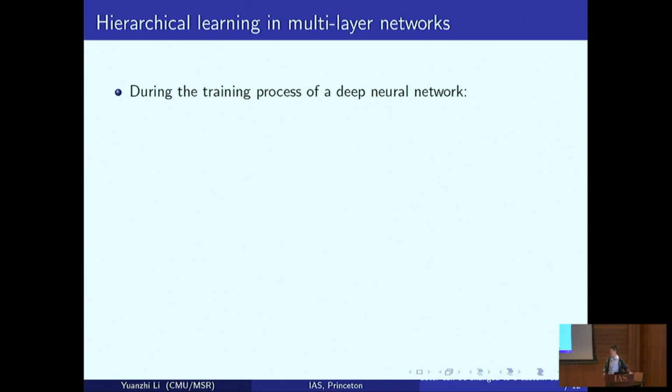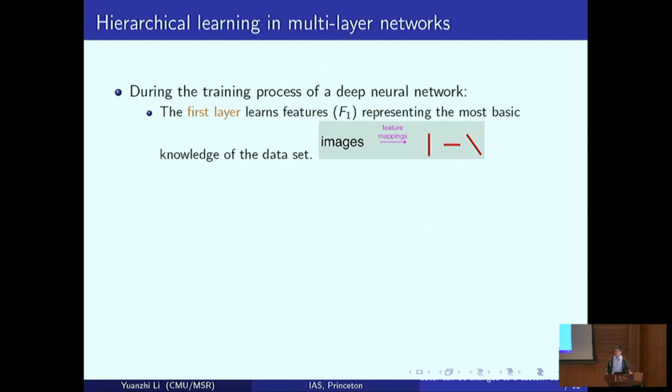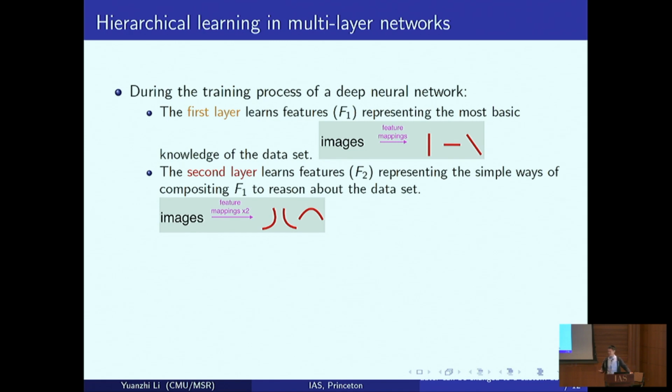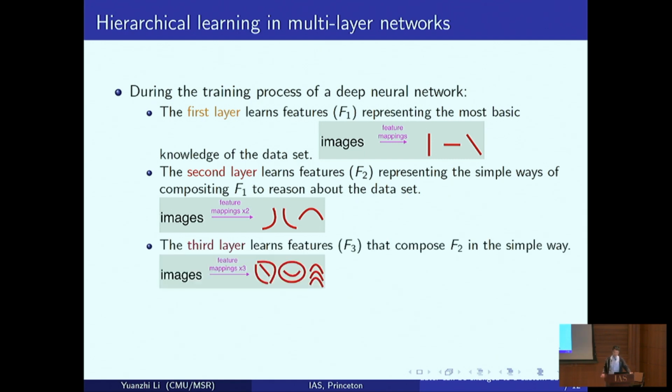So during the training process of a deep neural net, let's say on an image data set, your first layer is going to learn features that represent a very basic knowledge of the data. Like, for example, in an image, you'll just learn these edges that are straight lines. And then your second layer learns features that compose the first layer in the most basic way, such that you compose these lines into some simple curves that represent the corners of your image. And then the third layer learns features that compose the second layer features in a very simple way, like you just put some curves together and you represent those simple compositional objects.